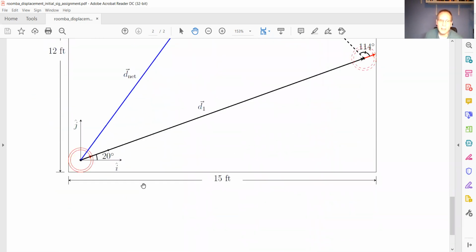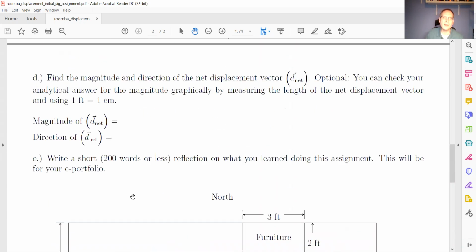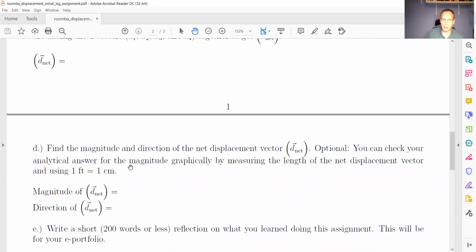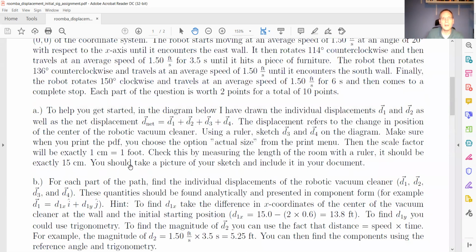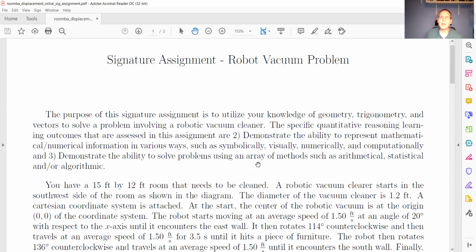This is actually going to be worth 10% of your final exam, so it is important. There are basically 5 questions, A through E, and they're each going to be 2 points, so I'll grade this assignment out of 10 points. If you understand how to add vectors, then you should do fine with this particular assignment, and hopefully you'll have some fun with it. Great, thanks.